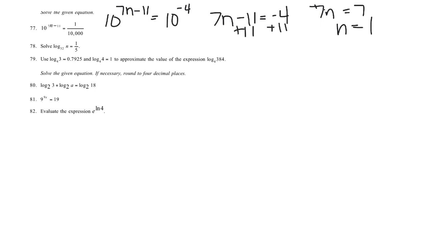Solve log base 32 of n equals 1/5. This I can rewrite as 32 to the 1/5 power equals n. Rewrite it as an exponent, and n equals 2 because the 5th root of 32 is 2.